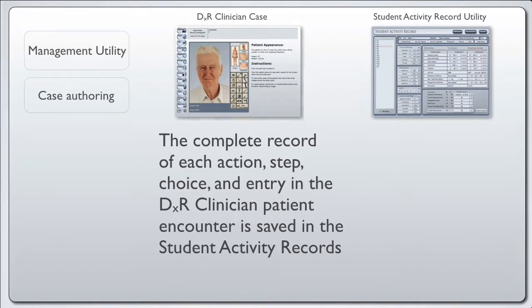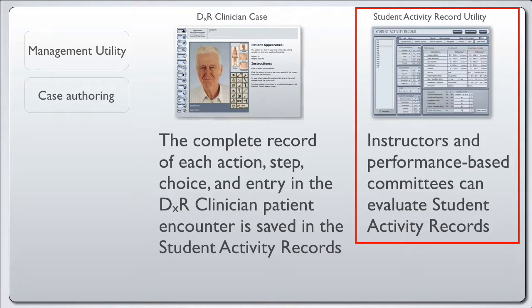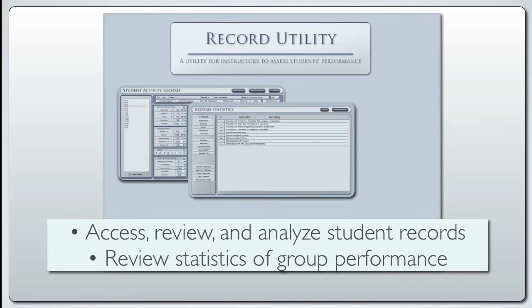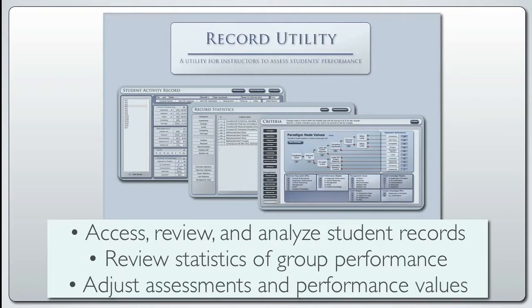The complete record generated when the student uses the DxR Clinician software is recorded in the Student Activity Record. The instructor can review the student records using the Record utility. With the Record utility, you can access, review, and analyze student activity records. You can review statistics on how the group of students performed, and you can adjust both assessments of student performance and the evaluation criteria's performance values.